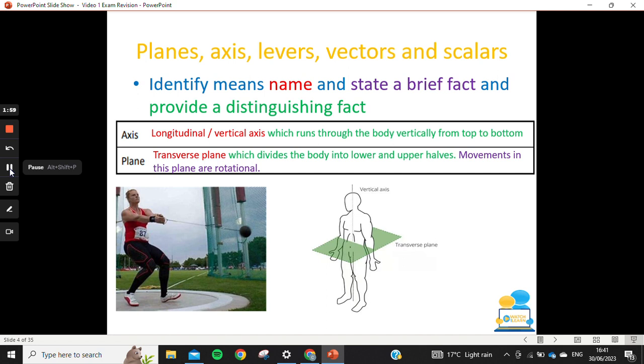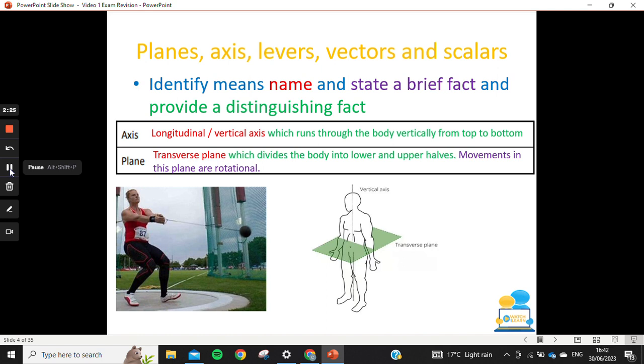Then with the plane, we have named the plane that it's in as well, so the transverse plane, which divides the body into lower and upper halves equally. And also stating another brief fact about it then, movements in this plane are rotational. So as you can see here, with the hammer throw, it's a rotational movement. And that's just adding a bit more detail to our answer.